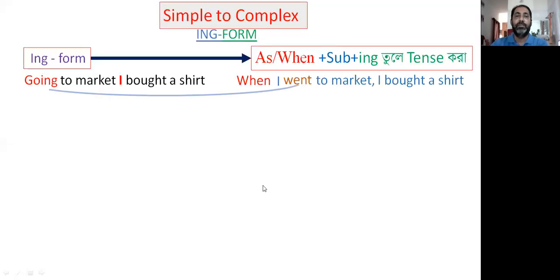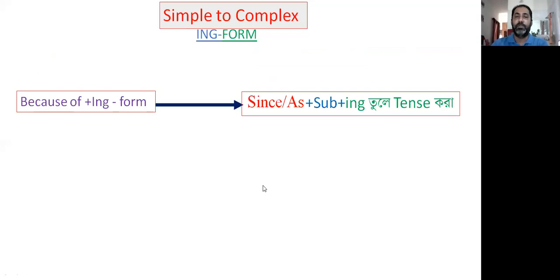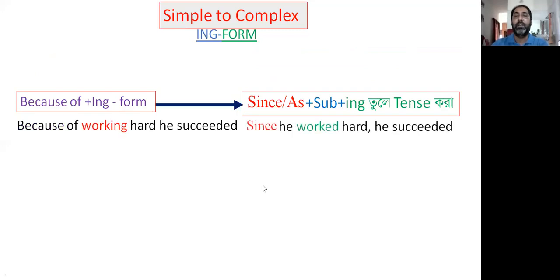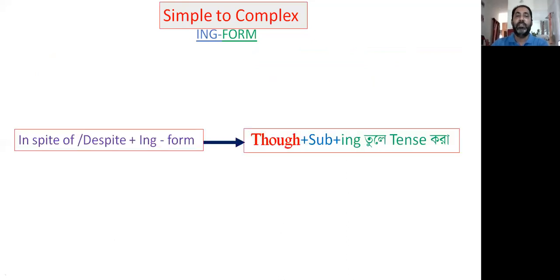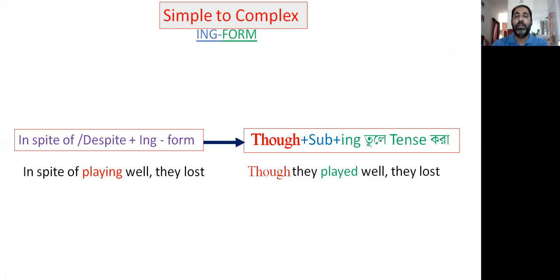Another example here, because of plus ing form. Because of working hard, he succeeded. Similarly, put since as a subject, then the remainings are same. Since he worked hard, he succeeded. In spite of or despite plus ing, then use though. In spite of playing well, they lost. Means though they played well, they lost.